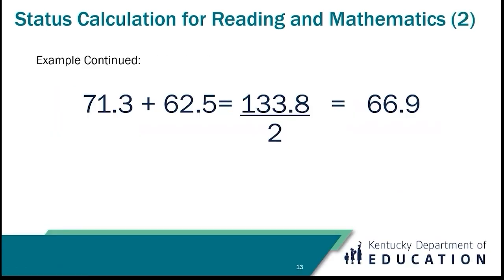Combining the scores for reading and mathematics, 71.3 plus 62.5 gives us a total of 133.8. We divide that by 2, once for reading and once for mathematics, and that gives us a score of 66.9 for the indicator state assessment results in reading and mathematics. That number, 66.9, will contribute to an overall score using a proportional scale distribution or an accountability weight.